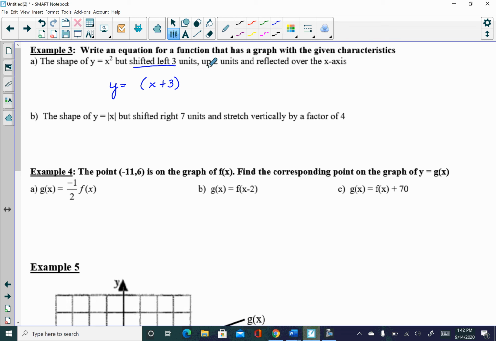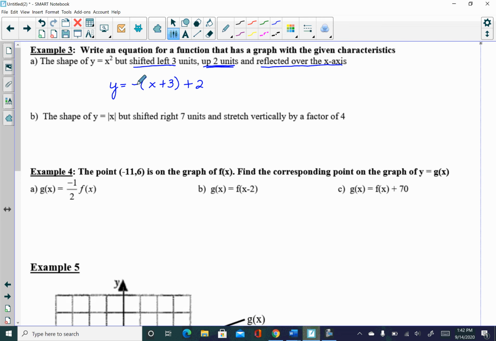I'm going to shift it up 2 units. Okay, so remember, up and down are outside. That's vertical, so that's outside, and it performs as you would expect it to. So that's going to be an up, so plus 2. Then you reflect over the x-axis, and you might need to look back now, but if you reflect over the x-axis, you have to ask yourself, is that inside parentheses or outside parentheses? And it's actually outside.